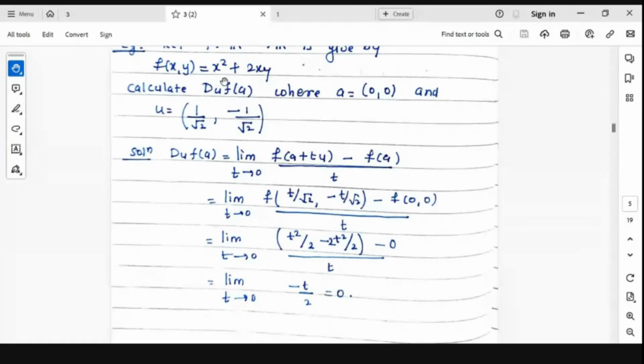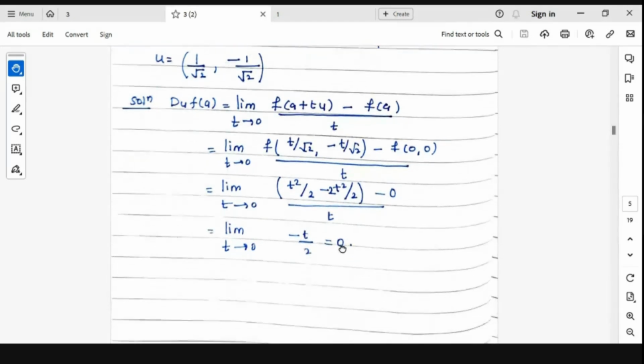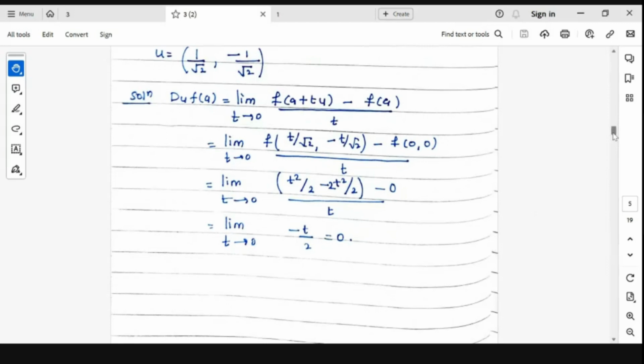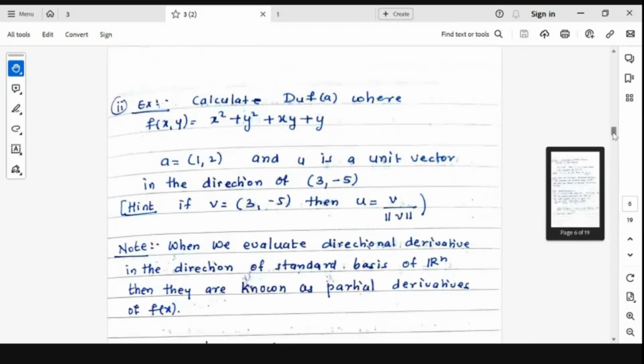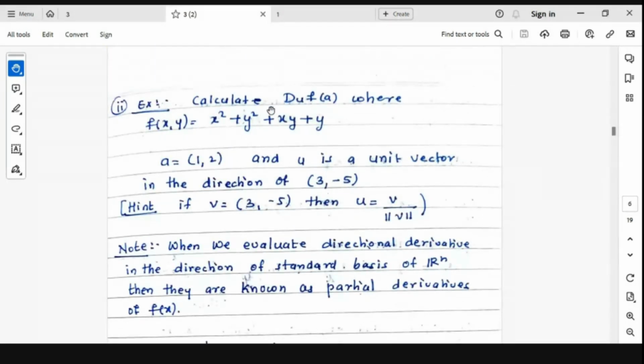Substituting this particular vector in the function, you get t square by 2 minus 2t square by 2, which on solving turns out to be minus t by 2, which turns out to be 0. And that is how you calculate the directional derivative. Now, as an exercise, try calculating the directional derivative for the function f of x comma y, which is x square plus y square plus x square plus y.